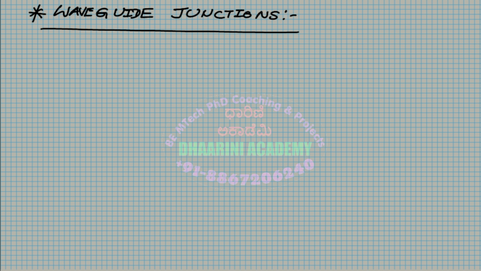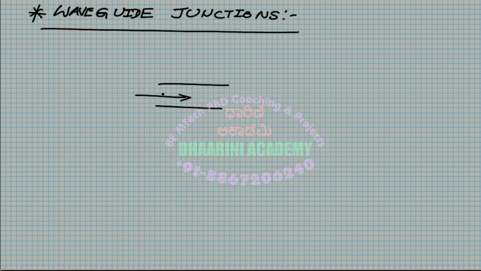Waveguide junctions. Right. So it actually becomes very necessary that we have certain waveguide, and we give a certain amount of energy as input. But most of the time in microwave circuits, it becomes necessary that you share the input energy among multiple devices. Okay, so I may have to connect a few devices as load.